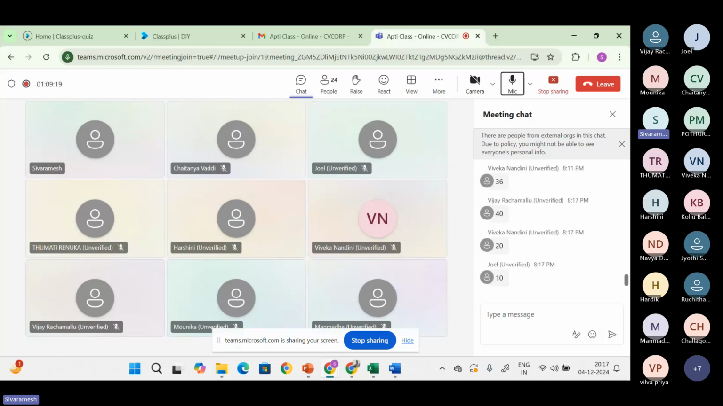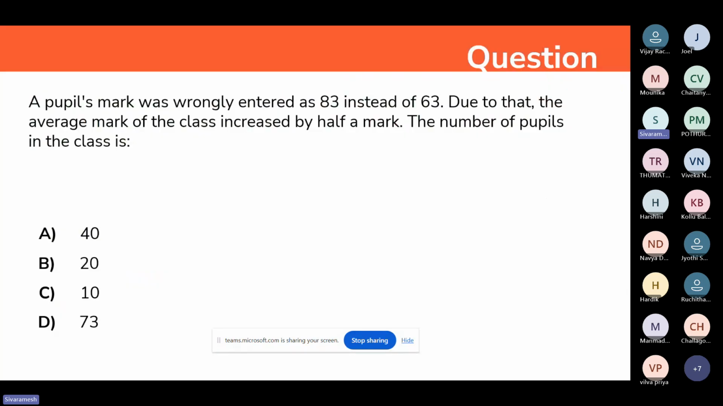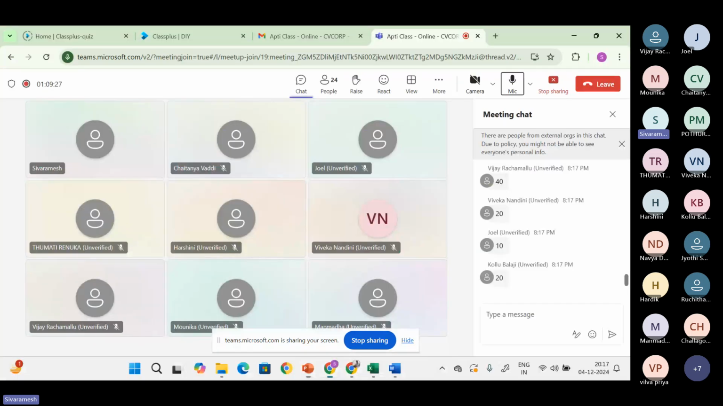Yes, I got answers from Vijay: 40, Nandini posted 20, Joel posted 10. Almost everybody posted all the options. There is only one more option left, 73. But that's good. You guys really tried without searching anywhere.